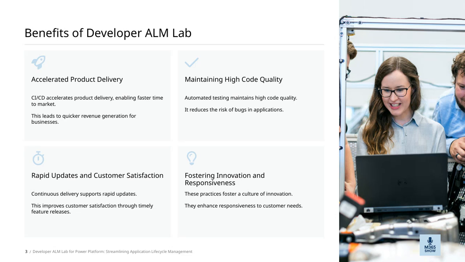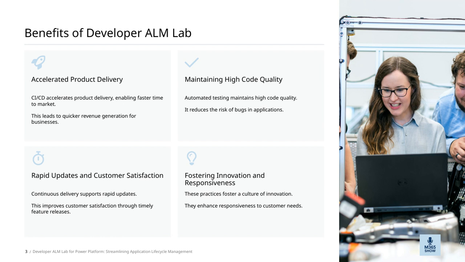Let's take a closer look at the benefits of using the Developer ALM Lab for Power Platform. First, these practices really foster a culture of innovation. By streamlining how we manage the application lifecycle, teams can experiment and improve more freely. At the same time, it helps us be more responsive to customer needs, ensuring we can adapt quickly and deliver value faster. Moving on, continuous delivery plays a crucial role here. It allows us to push out rapid updates, which means customers get new features and improvements promptly. This directly leads to higher customer satisfaction because they see their feedback reflected in timely releases.